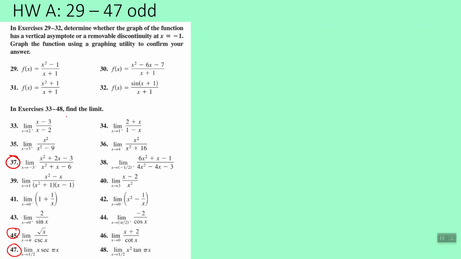For 37, we're being asked to find the limit as we go to -3 from the left. I imagine it's probably going to be 0 over 0, but let's plug in just like with normal limits, just to see what happens first. We've got x squared plus 2x minus 3 on top, and on the bottom x squared plus x minus 6. If we plug in -3 and forget about the little negative, we get 9 minus 6 minus 3, which is 0 on top, and on the bottom 9 minus 3 minus 6, which is 0, so it's indeterminate.